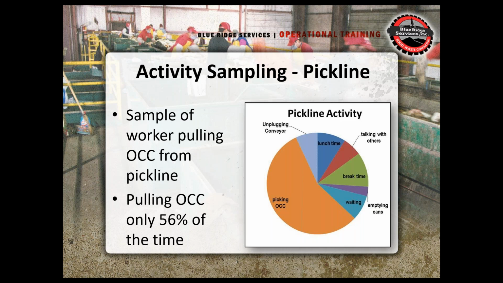So here's a typical example of someone pulling cardboard off the pick line. If you watch them for a minute, you might say, wow, they're busy, busy, busy. But when you break that time out, you find out that they're spending some time unplugging the conveyor. There's some break time. They're emptying the cans next to them. They're waiting. They're talking to folks. They're busy, but they may not be as busy with their primary task as it might first appear. So activity sampling helps us identify what's actually going on out there.